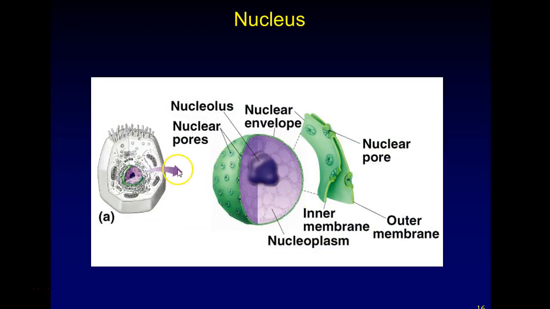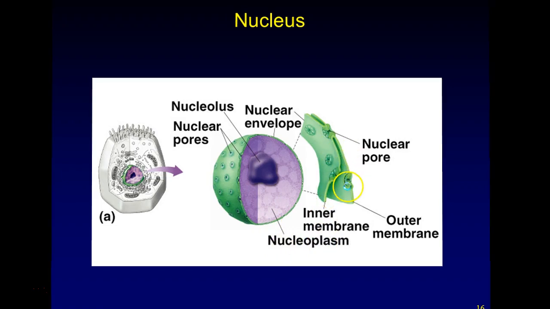So here's a picture. We see our animal cell and we take the nucleus out. The nucleus also has nuclear pores. Why might that be? What needs to exit and enter the nucleus? Here's our nucleolus and our nuclear envelope, or nuclear membrane. The stuff inside of the nucleus, instead of cytoplasm, is called nucleoplasm. Here's our inner membrane and our outer membrane.